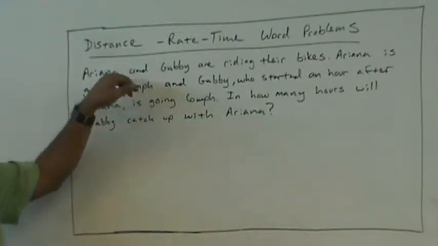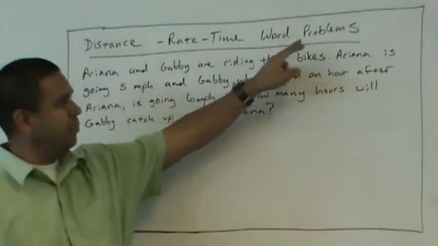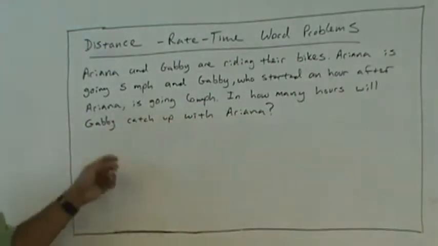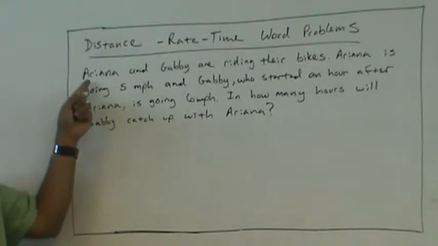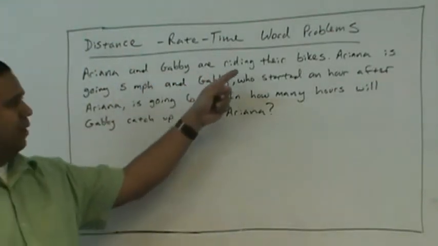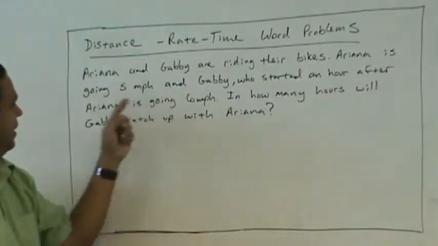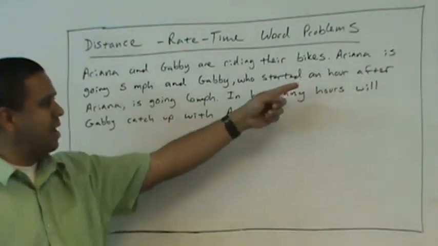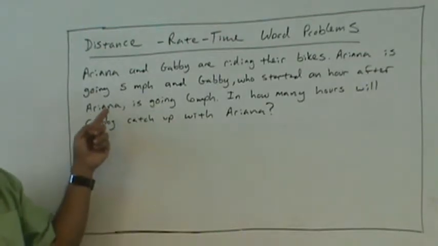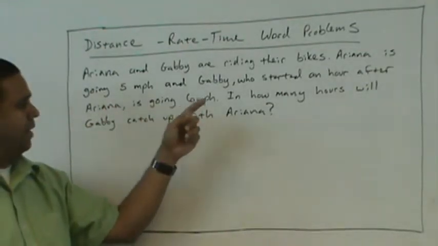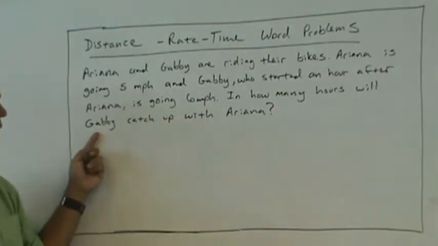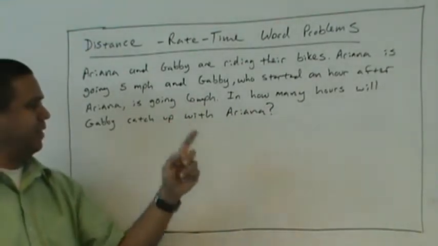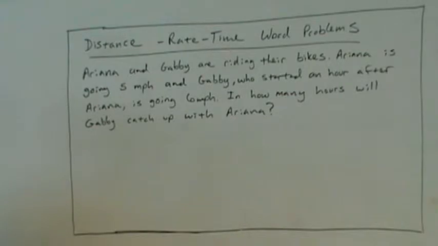Alright, so today's lesson is on distance, rate, time, word problems. If we read a word problem like this: Ariana and Gabby are riding their bikes. Ariana is going 5 miles an hour, and Gabby, who started an hour after Ariana, is going 6 miles per hour. How many hours will Gabby catch up with Ariana? So that sounds confusing, right? Some of you don't like word problems, I get that.